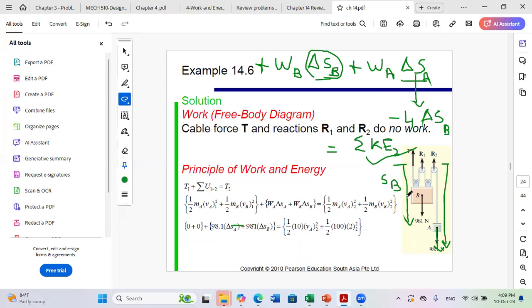Doctor, I do have a question. Yes. B moves with a downward velocity? Yes, B moves with a downward velocity. VB is positive, VA is negative, because A is moving up. B is moving down. Oh, yes, makes sense. Okay.